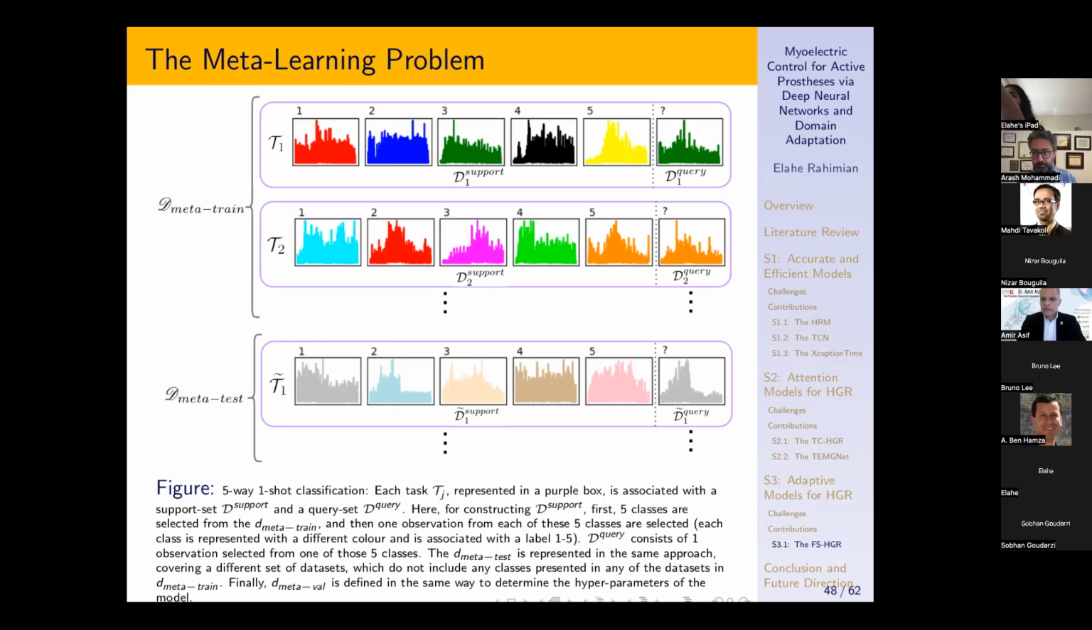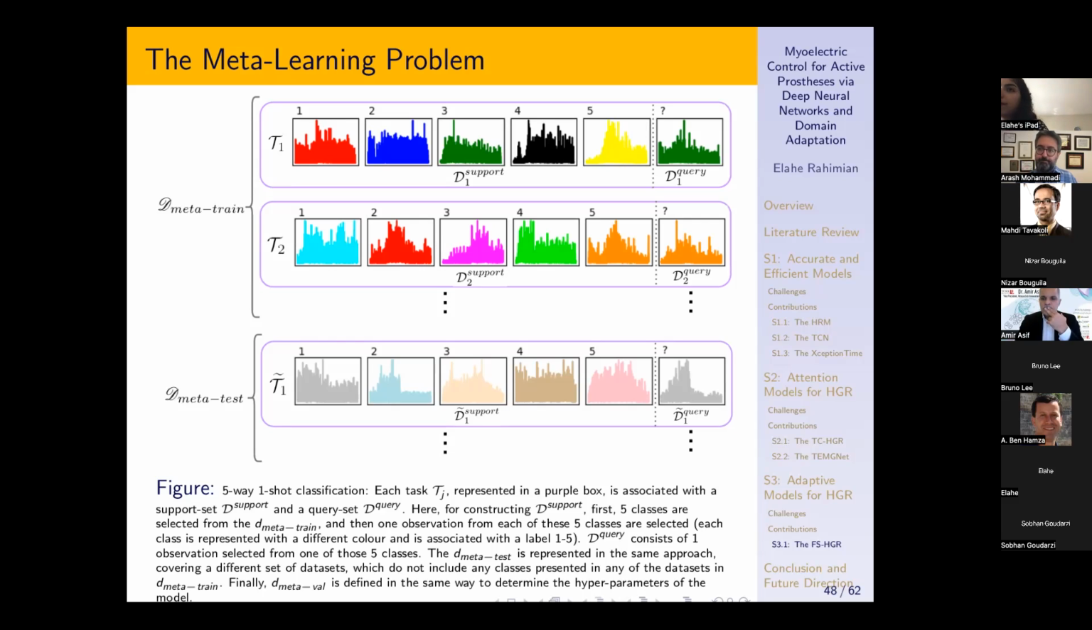k here is equal to 1. It means that from each class, we select only one observation. And in the support set, we have the label of those observations, but in the query set, we don't have the label. So the network should predict the missing label for the query set based on the knowledge that it has obtained in the support set.